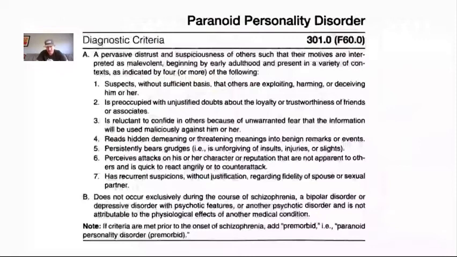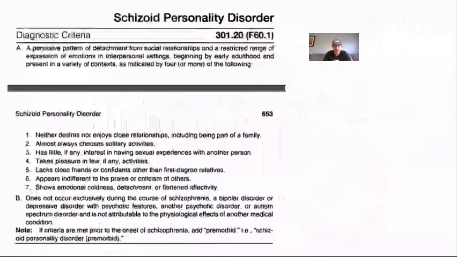Schizoid personality disorder is a pattern of detachment from social relationships and a restricted range of emotional expression. Here is the DSM for that, right? Doesn't enjoy close relationships. Schizoid always chooses solitary activities, has little, if any, interest in having sexual experiences with another person, right?